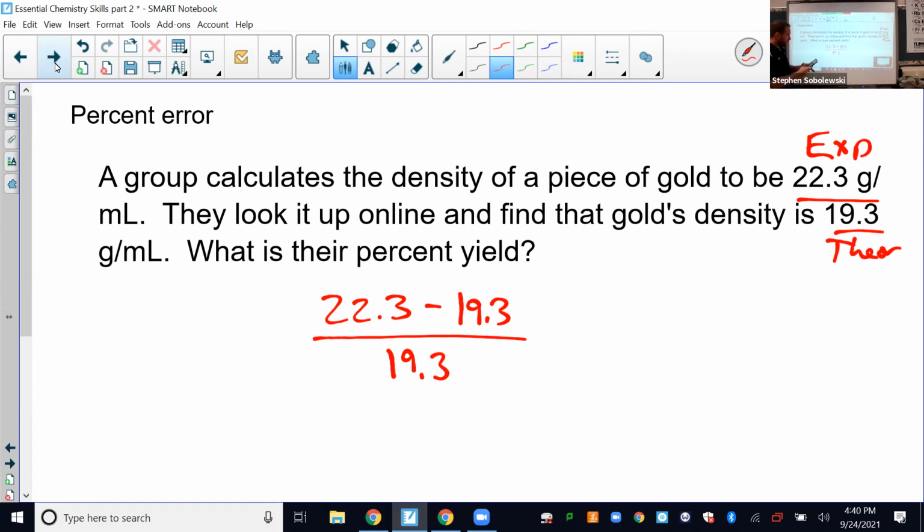So 22.3 minus 19.3 gives me 3.0 in the numerator, and I am going to write it this way to be consistent with sig figs. 3.0 in the numerator divided by 19.3 gives me 0.15544 and so on. 2 sig figs, because I'm now dividing, I'm going to call this 16%.